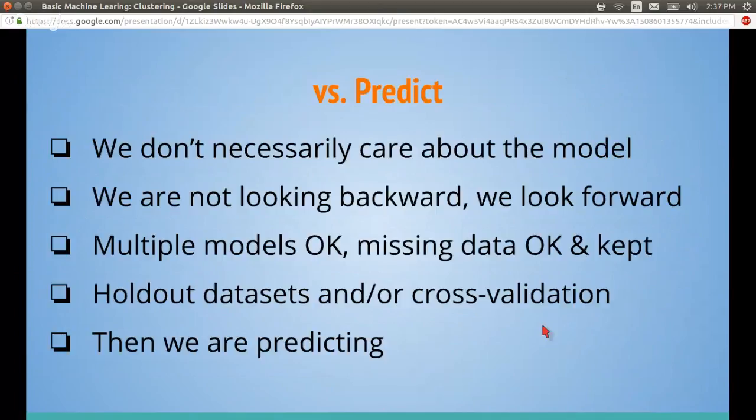So this is the point about prediction: you kind of get over the need to think that you're creating a model that you can understand. You just run the algorithm, and if it predicts accurately, that's what's important. This talks about multiple models.